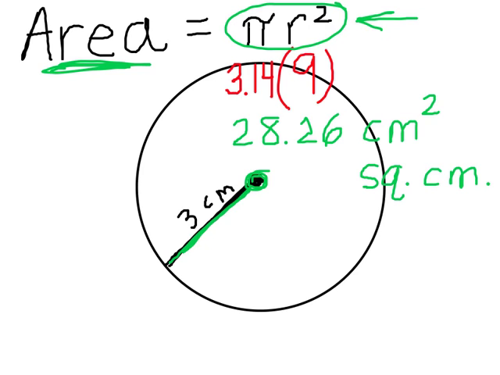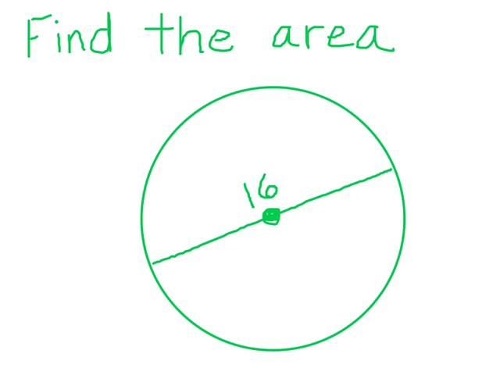Okay, so once again, area is pi r squared. Fuzzy Wuzzy was a bear. Area is pi r squared. That's it. That's the formula. Have that memorized. What happens, though, if they give you something like this?